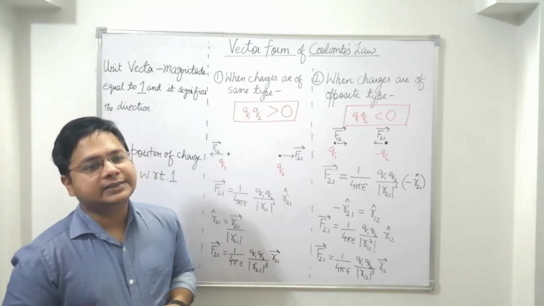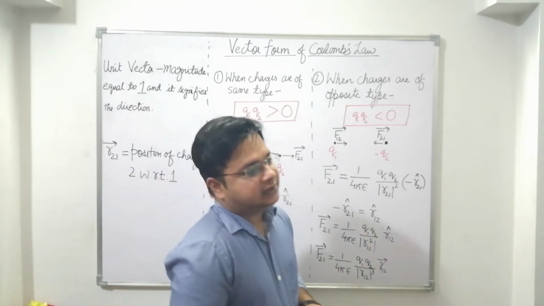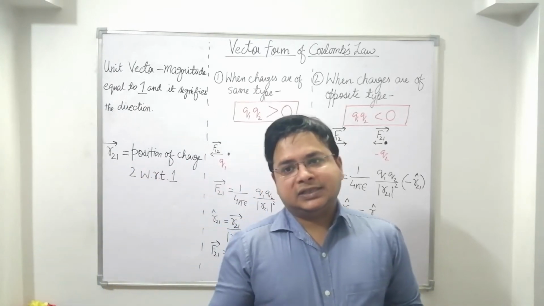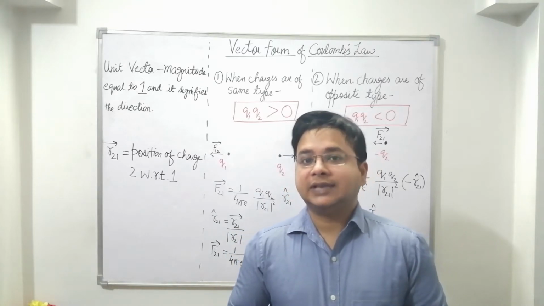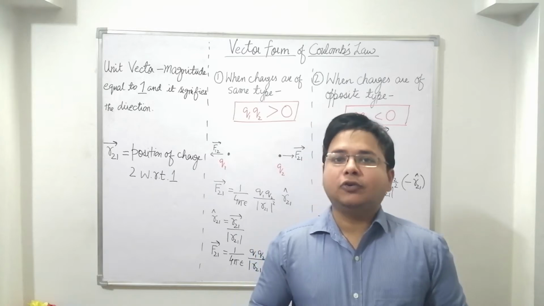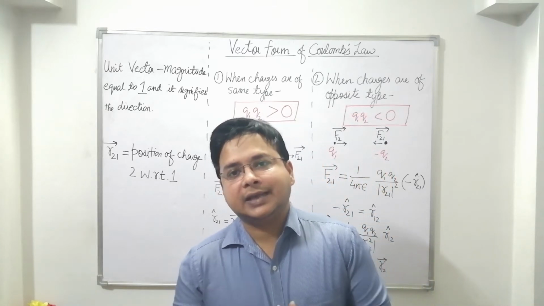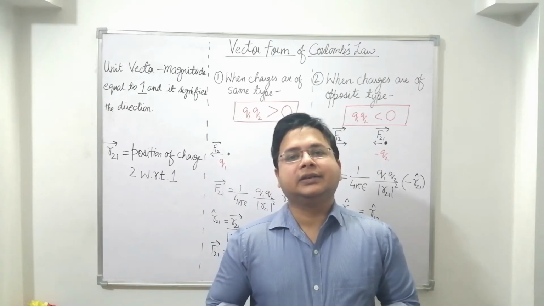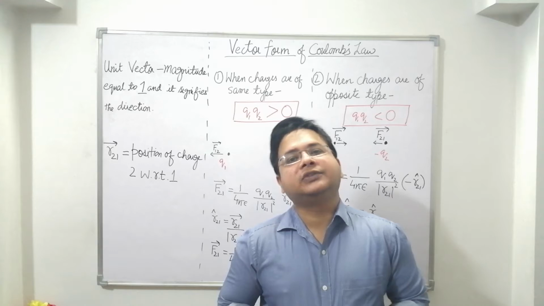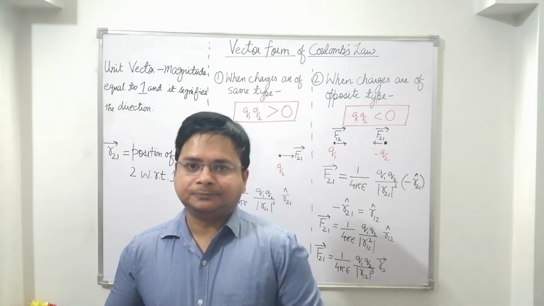Since force is a vector quantity, a vector quantity must have a magnitude as well as a direction. So the vector form of Coulomb's law will also signify the direction of electrostatic force, rather than giving only the magnitude of the electrostatic force acting between the two charges.